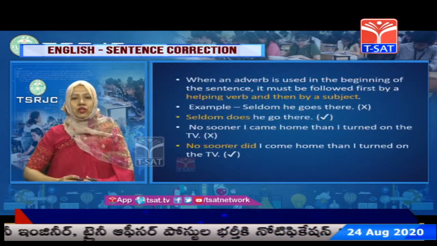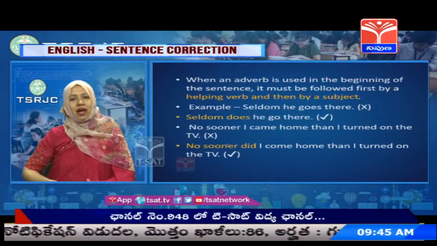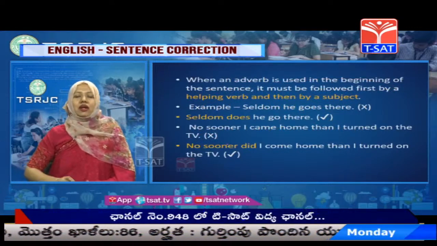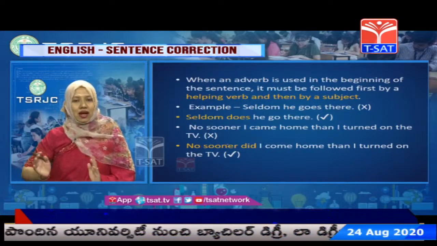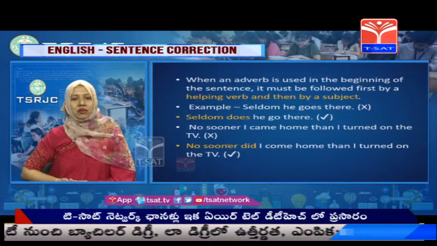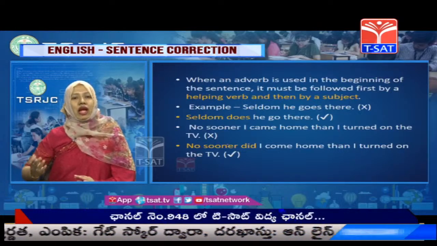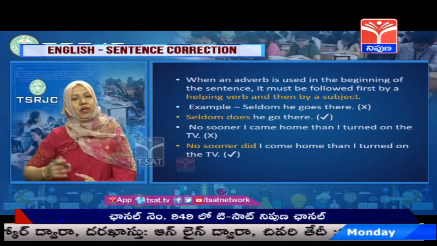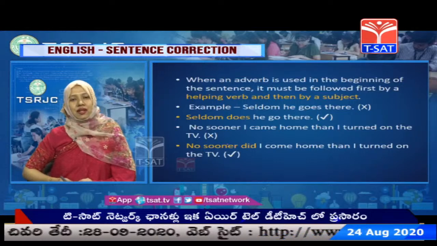When an adverb is used in the beginning of the sentence, it must be followed first by a helping verb and then by a subject. Remember, if a sentence starts with an adverb, it should be followed first by a helping verb, then the subject. Now, adverb of frequency.